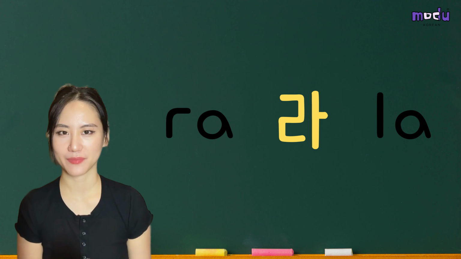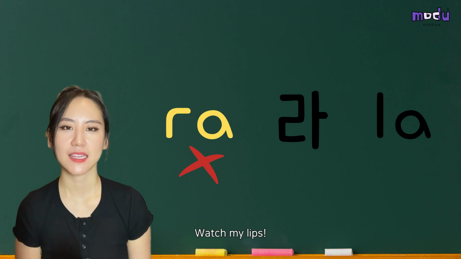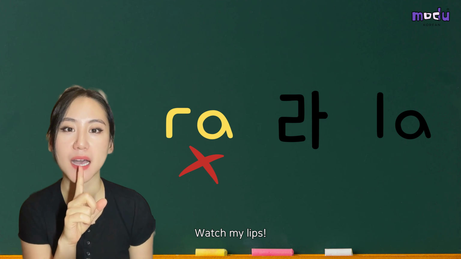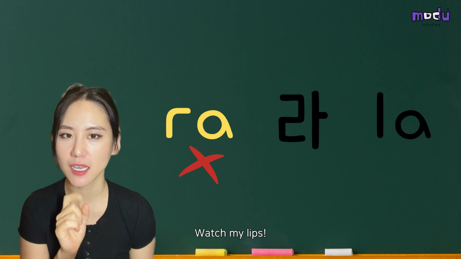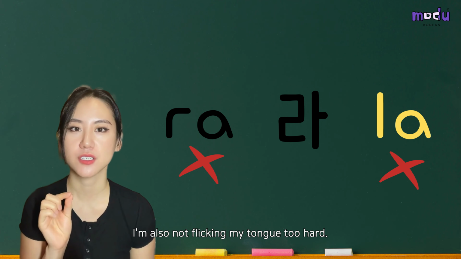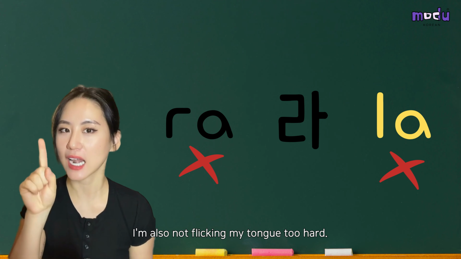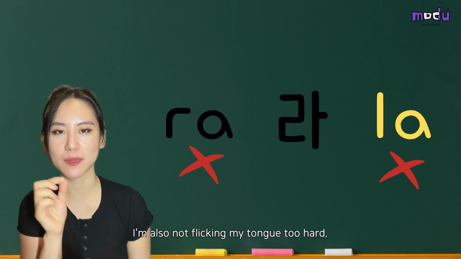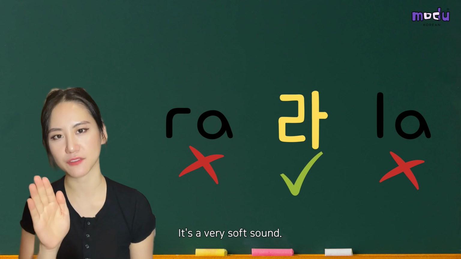For example, if I wanted to say ra, right? This is not a ra. Watch how I'm not using my lips, ra, to make that consonant sound. I'm also not flicking my tongue too hard. So I'm not going la, la. Instead, I am saying it with the L, but it's a very, very soft tongue flick.